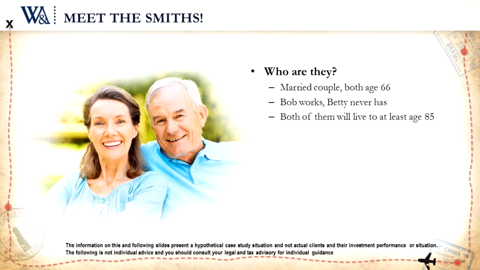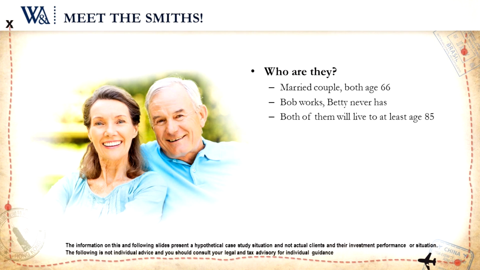So one of the things that we've been able to do with clients is finding Social Security alpha. All right, I would like for you to meet the Smiths. They're terrific people. Who are they? Well, they're a married couple. Both of them are age 66. Bob has worked outside of the home. He has been the earning partner in the family. Betty has not. Betty has actually worked a lot inside the home, but has not actually contributed to Social Security.